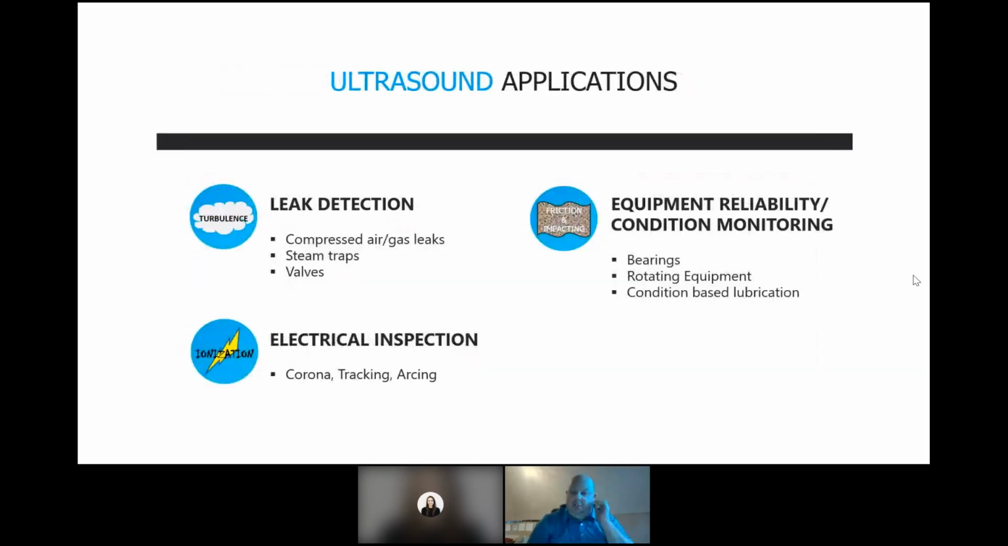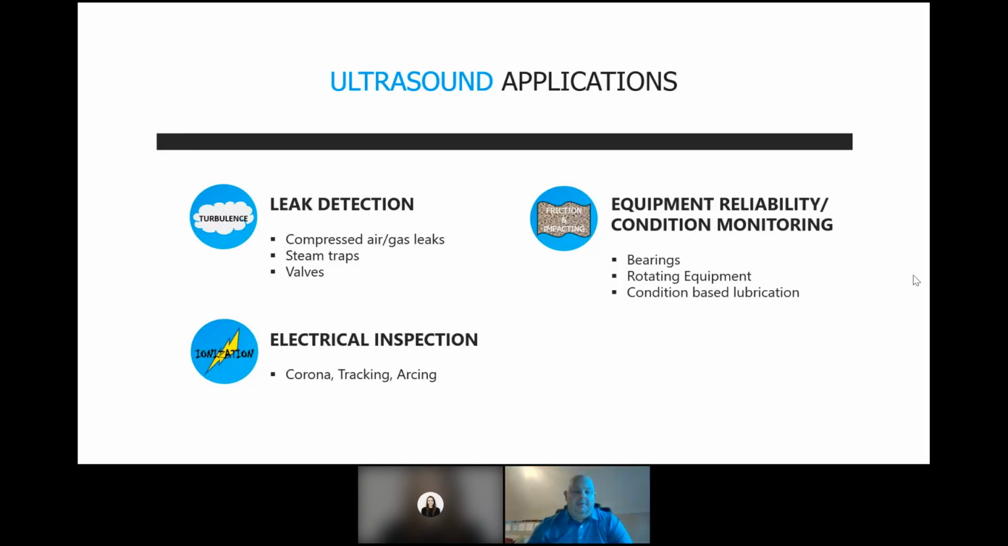So first of all, as just kind of an introduction to the technology, ultrasound is another one of those extensions of a person's senses. Just like an infrared camera sees what you can't see, just like an accelerometer feels what you can't feel, ultrasound hears what you can't hear. And we really focus on these 3 core application groups. So we have leak detection. That's going to be compressed air or compressed gas leak detection.